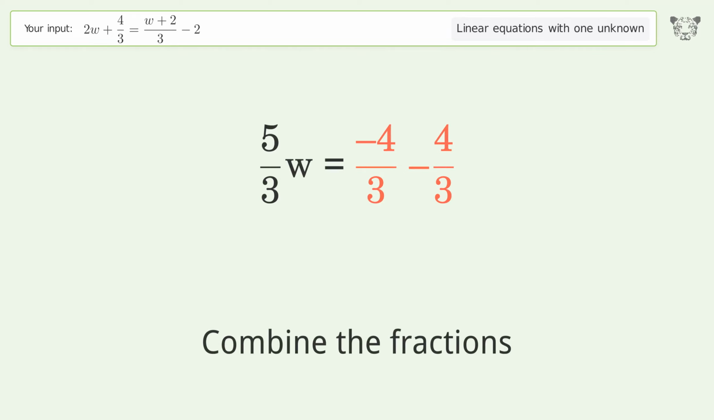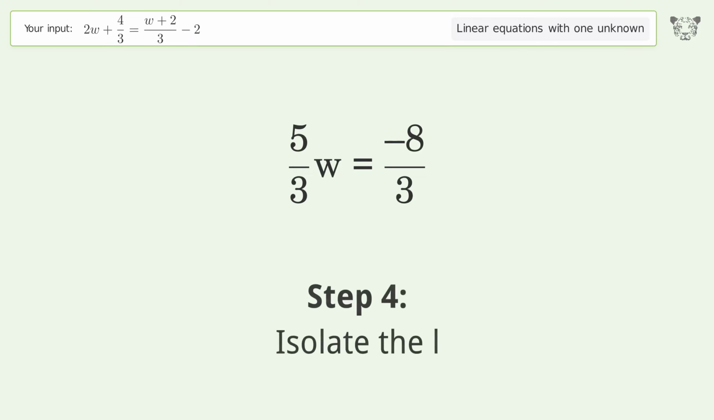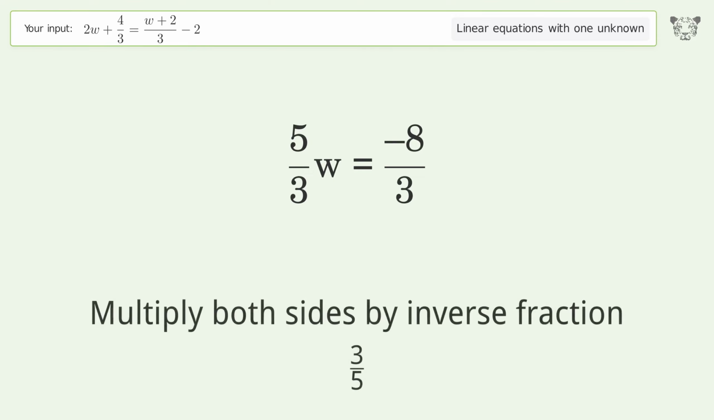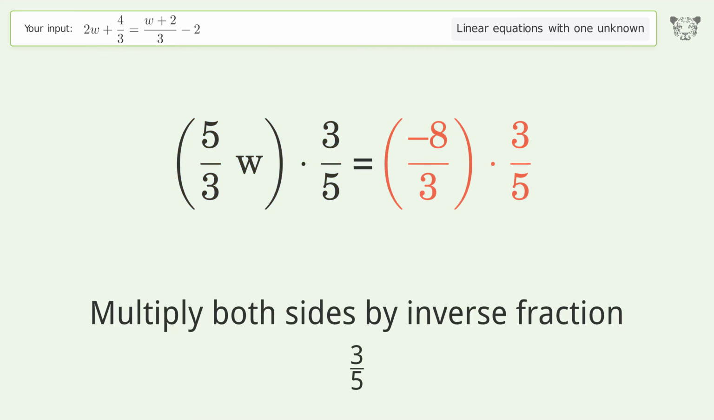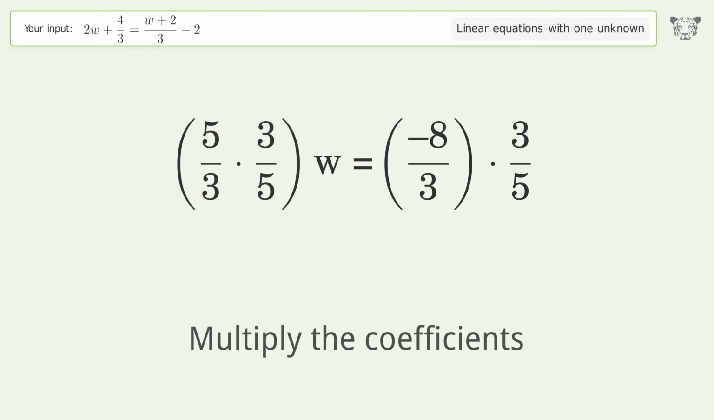Combine the fractions. Combine the numerators. Isolate the w. Multiply both sides by the inverse fraction 3/5. Group like terms. Multiply the coefficients.